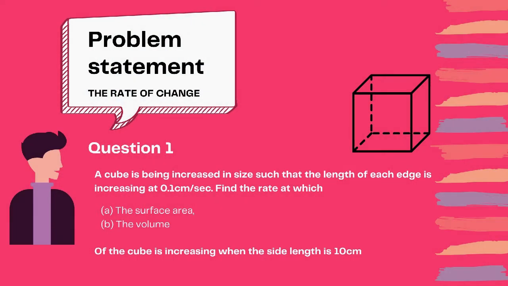Problem statement: the rate of change. Question 1. A cube is being increased in size such that the length of each edge is increasing at 0.1 centimeters per second. Find the rate at which A. the surface area, B. the volume of the cube is increasing when the side length is 10 centimeters.